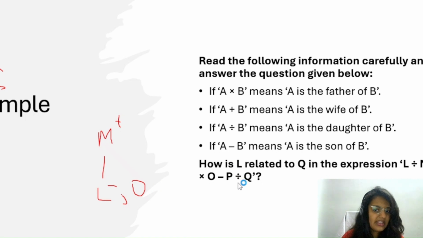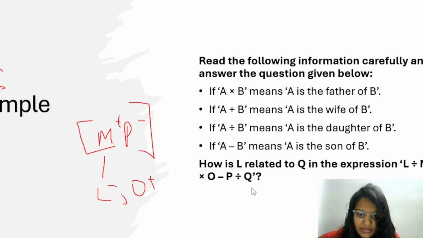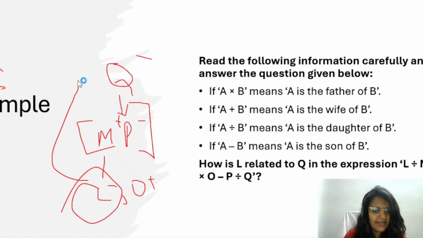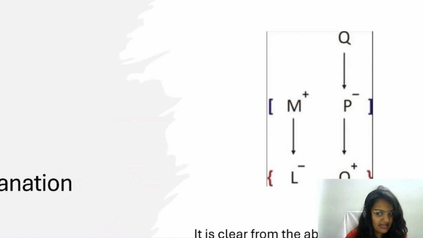O minus P. So it's saying that O is the son of P. So since M and P come into the same generation, they must be a couple because L and O are siblings, as given. Now, P divided by Q. P is the daughter of Q. So, Q is the mother of P. So, she is a female as well. So, there are three generations commonly. So, how is L related to Q? L is the granddaughter of Q, right? So the answer is L is the granddaughter of Q.